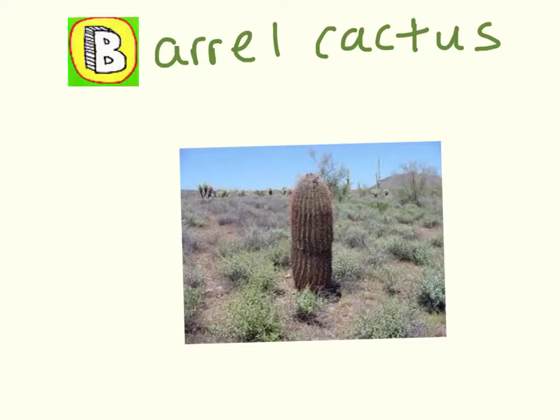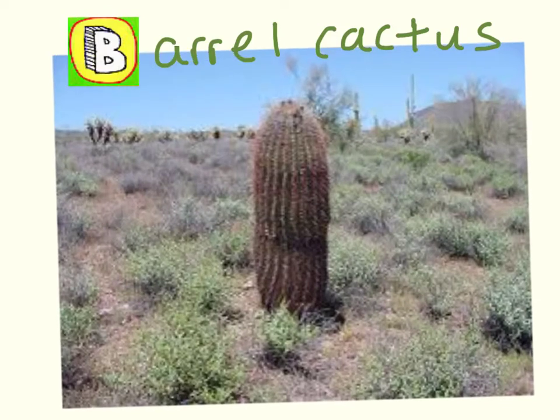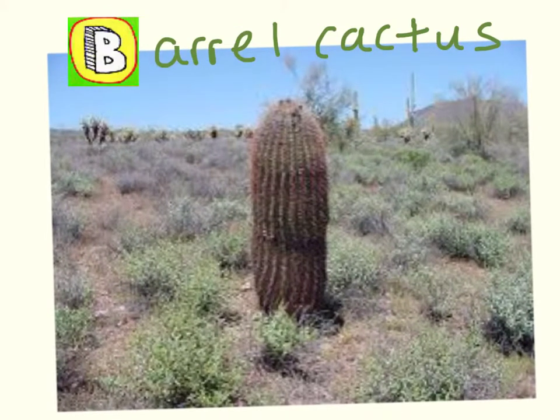The barrel cactus is one type of cactus. You can see that it's kind of shaped like a barrel. It's known for its bright red, yellow, or orange flowers, even though there's not one in this picture. Cacti are cool though because they have these ridges. The ridges allow the cactus to soak up lots of water. That way it can expand.